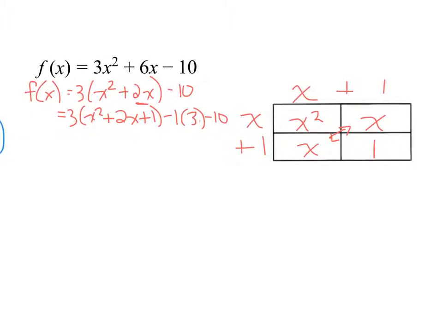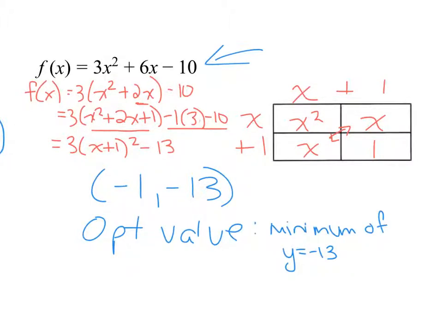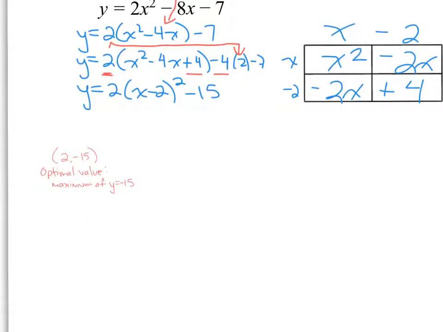So now that I have my perfect square bracket, I can factor that perfect square and collect my like terms that are outside the bracket, and then I will have completed the square. So now the vertex of this completed square, or the vertex for this equation here, is -1, -13. My optimal value, it is a minimum of y equals -13. The vertex on this is 2, -15 with an optimal value of y equals -15.